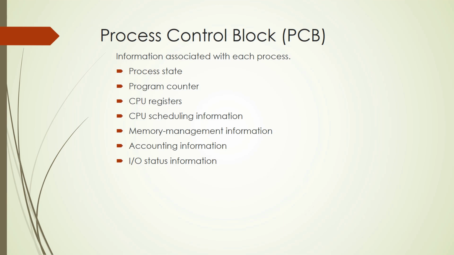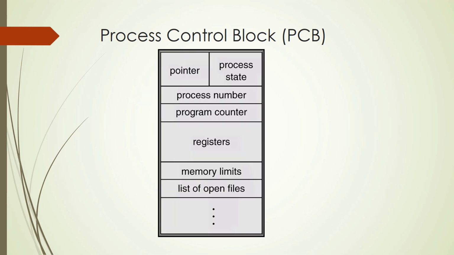So if we look at the diagram, a process control block looks something like this: pointer, process state, process number, program counter, register, memory limits, list of open files, and more. So these are some of the information that is being stored in the process control block to keep track of the process.